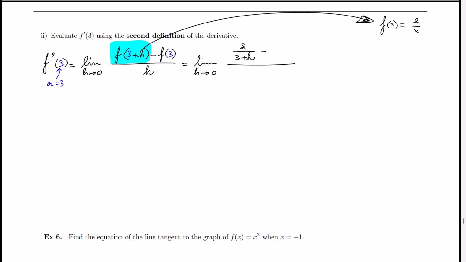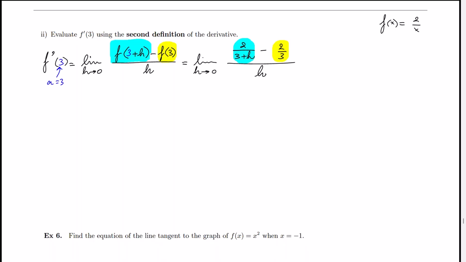Next, I have f of 3, so I'm supposed to plug in 3 into the function every time I see an x, and I'm going to color that in yellow. So what do I get when I plug in 3? I get just simply 2/3. So the first one is 2 over 3 plus h, the second one is just 2 over 3, and that whole thing is divided by h.